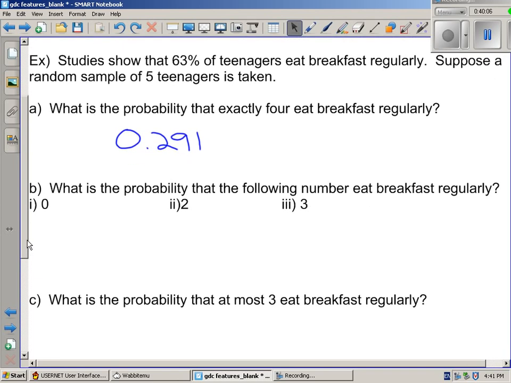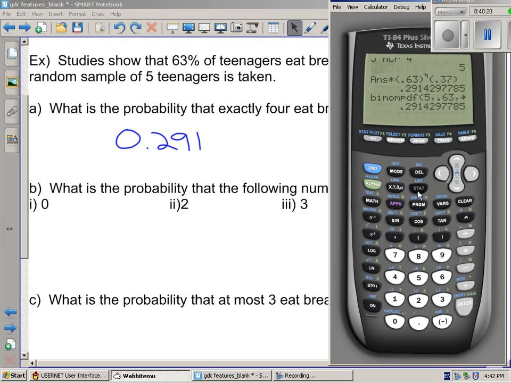Then we could say, what's the probability that the following number eat breakfast regularly: 0, 2, and 3? We can go through the exact same process that we just went through. I want to show you one little thing, though, that you can do when you have multiple parts like this. You can go to your lists. So I press Stat, Edit. I'm going to clear out my lists.